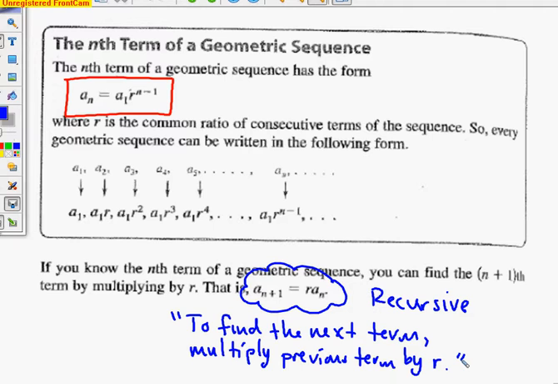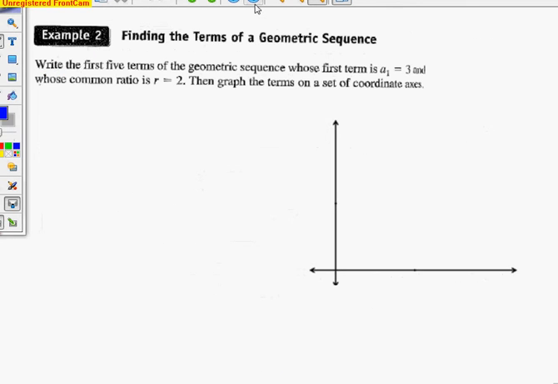Okay. All right. So again, we'll add this formula to the board on the right if it's not already done for you. Okay, let's see. Write the first 5 terms of the geometric sequence whose first term is a sub 1 equals 3, and whose common ratio is r equals 2. And then graph the terms on the set of coordinate axes.